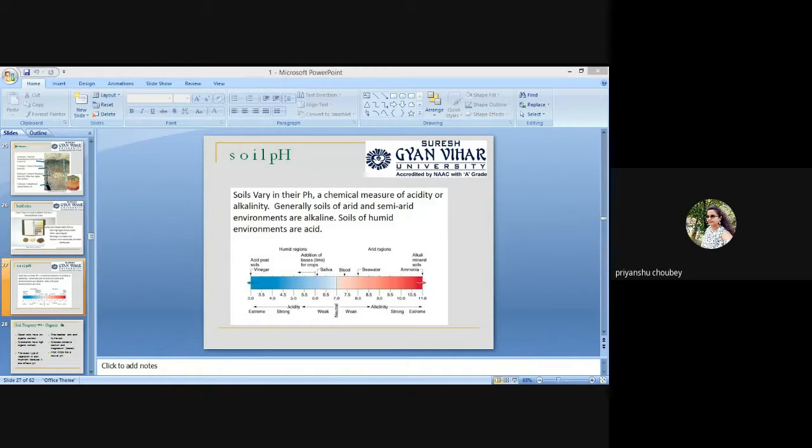Role of aluminium in soil acidity. Aluminium is a problem in acid soil because it is soluble at a low pH. This is also true for iron and manganese. Aluminium is a component of clay.